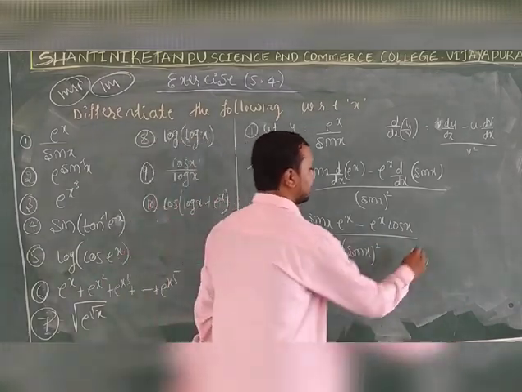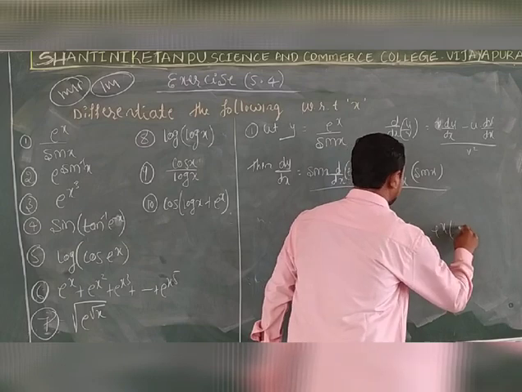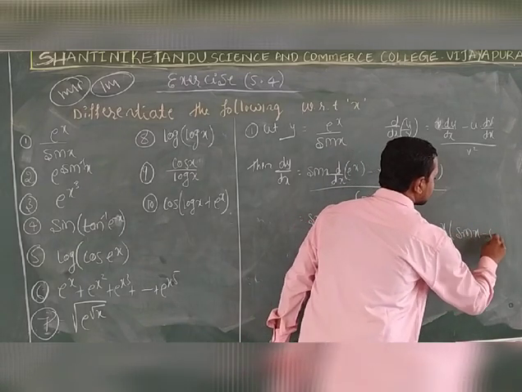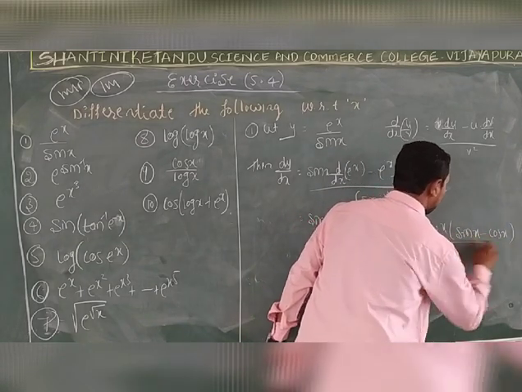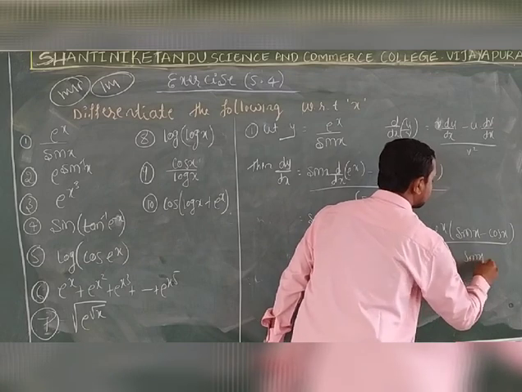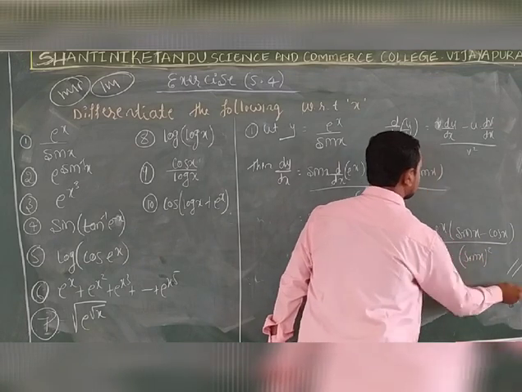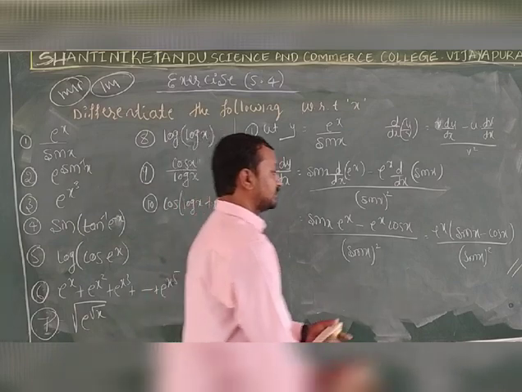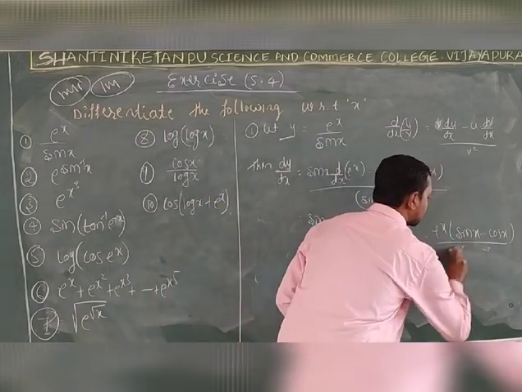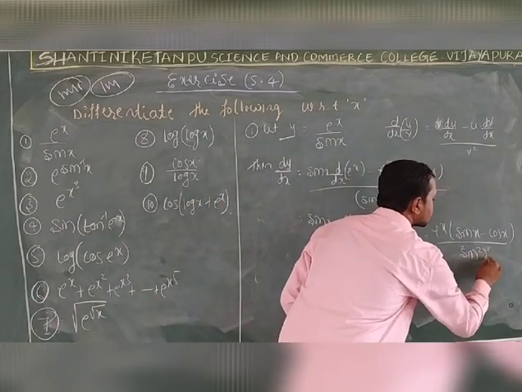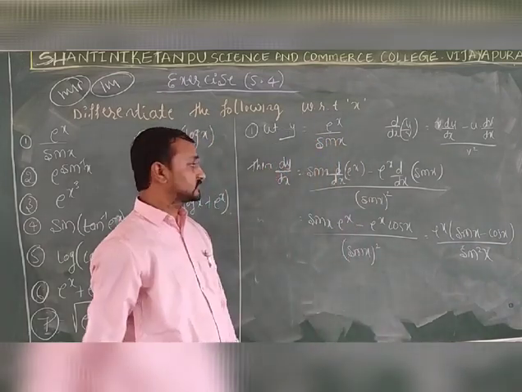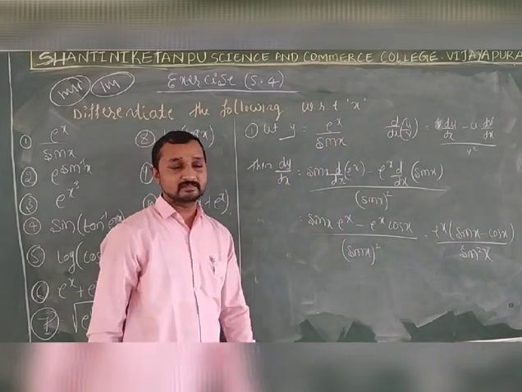Or else you can take e raised to x as common: e raised to x into sin x minus cos x, divided by sin x whole square. Sin x whole square is nothing but you can write this as sin square x. A very simple example right now.